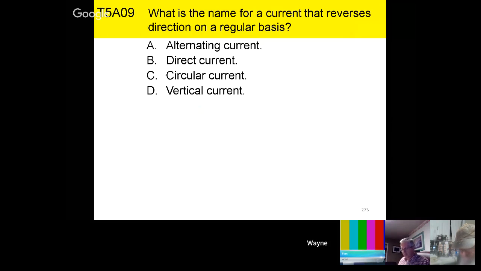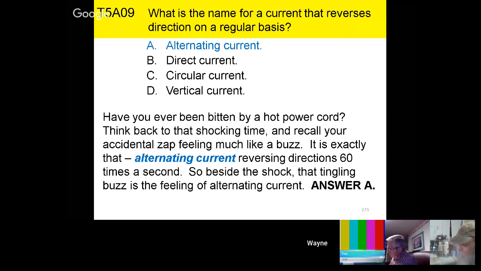What is the name for a current that reverses direction on a regular basis? Now, we've been talking a little bit about direct current at this point, and direct current only flows in one direction. But the other type of current is an alternating current, and it vacillates back and forth. You can think of RF as an alternating signal as well. But for all intents and purposes, it reverses direction and goes forward and reverses and goes forward.